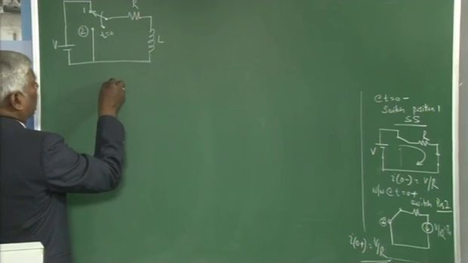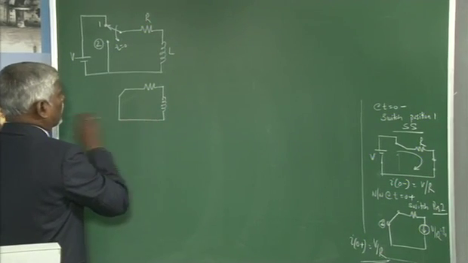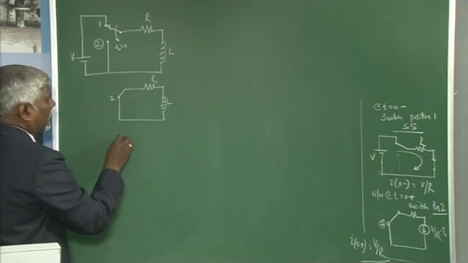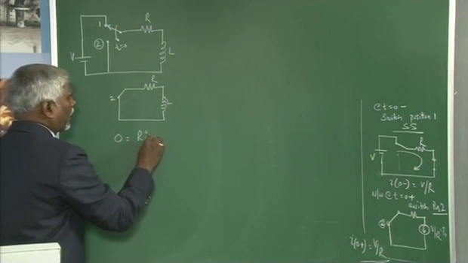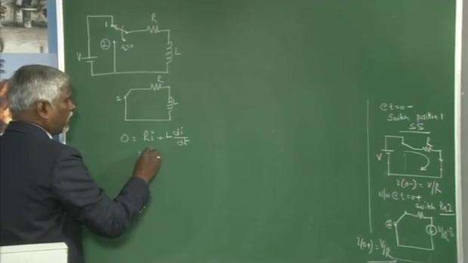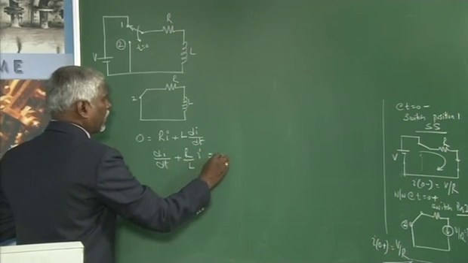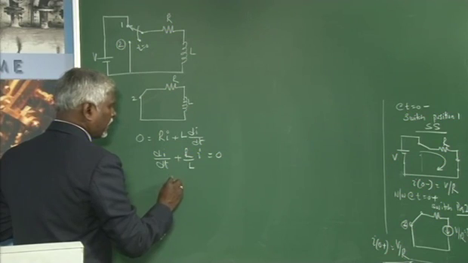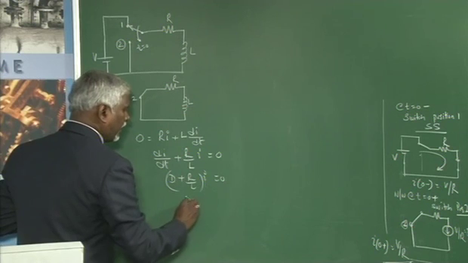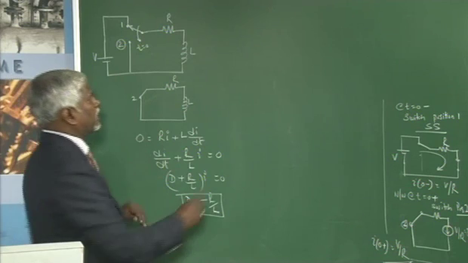After the switch is moved to 2, write the general expression. This is R, this is L, this is position 2. So, we get 0 equal to R into I plus L di by dt. Get this to the standard form: di by dt plus R by L into I equal to 0. The root is s equal to minus R by L, the same root because it is an RL circuit.